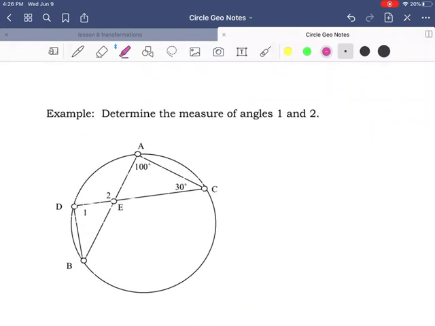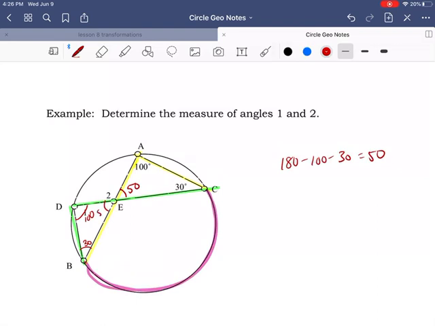Determine the measure of angles 1 and 2. We have the same arc for both of these angles. So if that's the same arc, that means this is also 100, and this is 30. And we can figure out the third angle: 180 minus 100 minus 30 is going to be 50 degrees here. So that's 50.